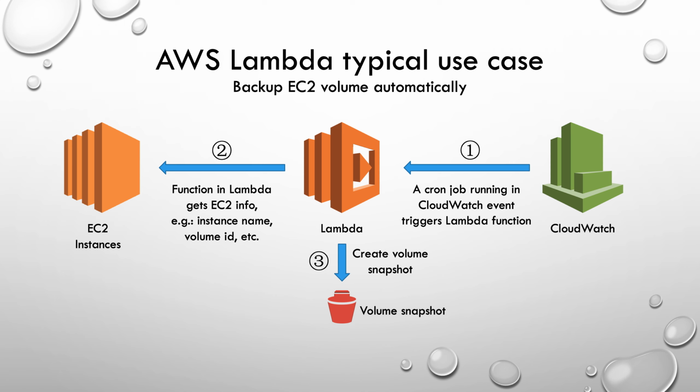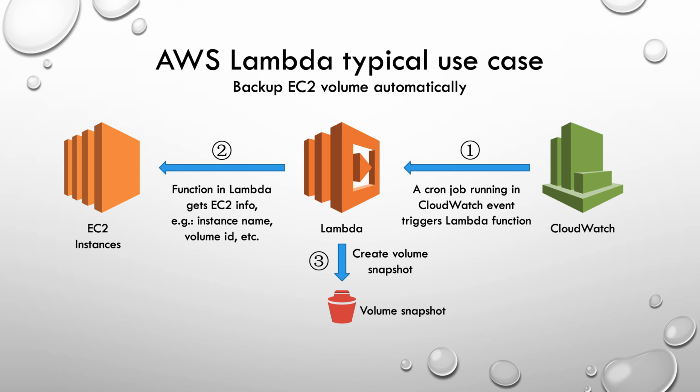In this use case, first you need to set up a cron job in the CloudWatch event. Then it will trigger the execution of Lambda function. Then the second step, the Lambda function will get the EC2 instance information from EC2 services. For example, it can get the instance name and volume ID and a lot of things.